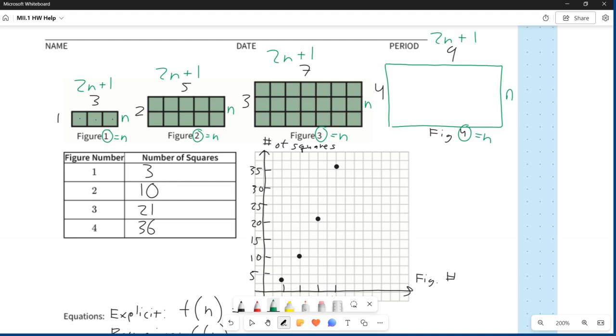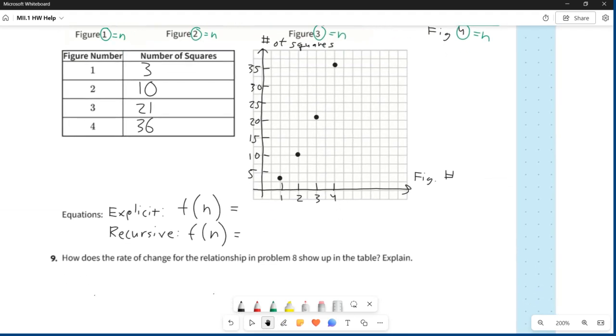So again, there's a pretty clear pattern here. Every single rectangle, the dimensions are n times 2n plus 1 for figure n. So if I want figure 10, then my height is going to be 10, and my width is going to be 2 times 10 plus 1, which is 21. So this pattern will hold. So for my explicit formula, I can say, all right, well, the number of squares every single time is going to be my height, which is n, times my width, which we just said is 2n plus 1.